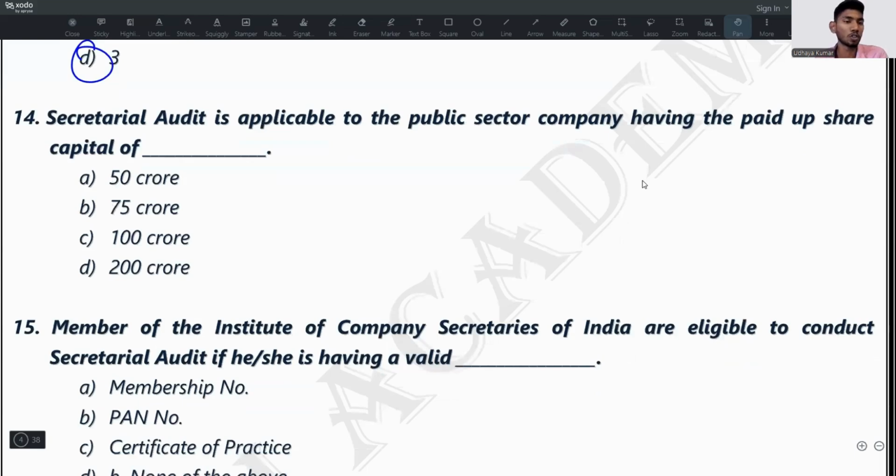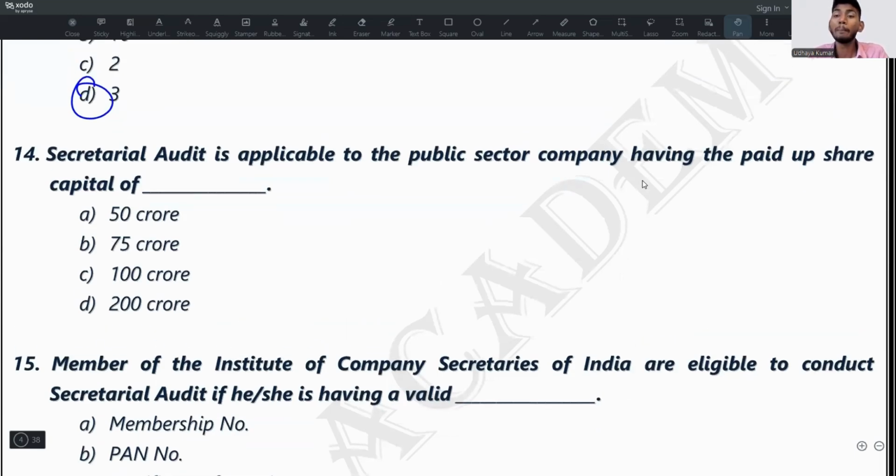Moving to the next question, question number 14. Secretarial audit is applicable to a public sector company having paid up share capital of what? Here comes the applicability we have discussed in Section 204 on secretarial audit. So the right answer is 50 crores.